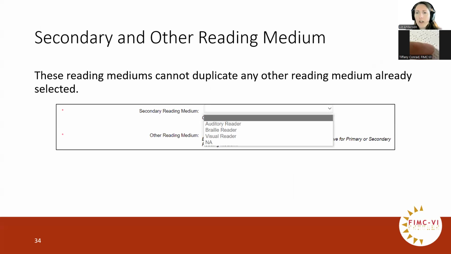For secondary and other reading mediums, you do not need to select anything. You can select NA if there is no secondary or other reading medium. But your choices at this point are auditory, braille, or visual, and these cannot duplicate the previous reading medium that you selected. So if you selected braille for primary, you cannot select braille for secondary or other. But just remember, you can select NA if needed.